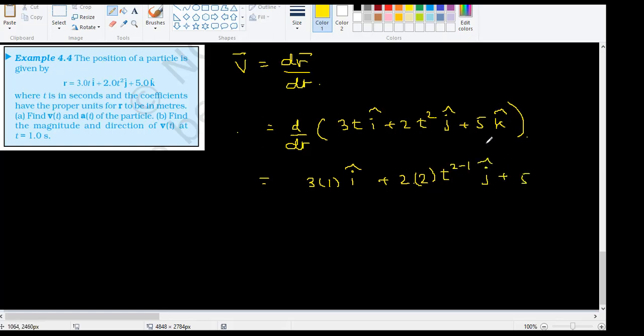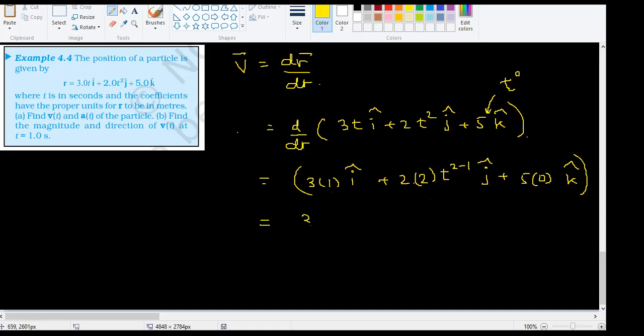Plus 5. Whenever you are differentiating a constant, it becomes 0 because with respect to time it's not changing, which means d by dt becomes 0. Or if that is confusing, you can imagine that there is a t power 0, which means the 0 will come to the front. 0 into anything will become 0, because anything to the power 0 is 1. Until you get convinced that differentiation of a constant is 0, you can think of it like this. That's all. So simply write this properly and you'll get the answer.